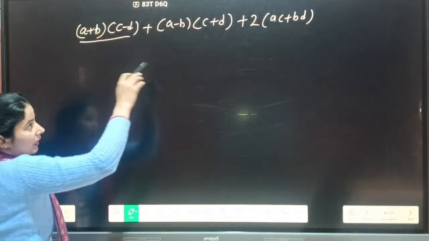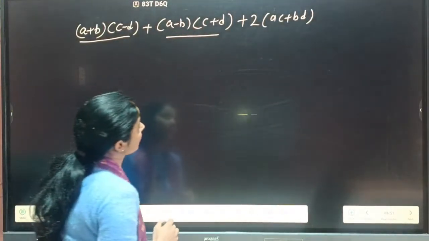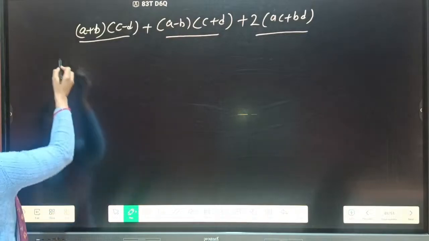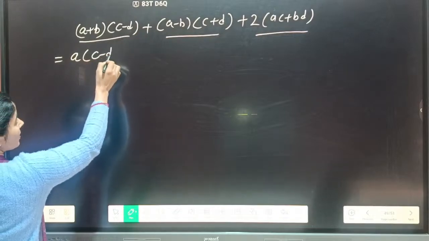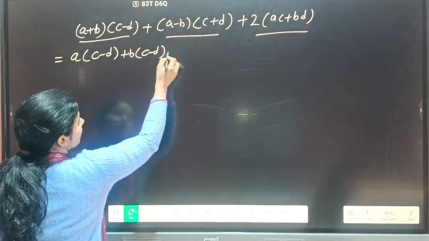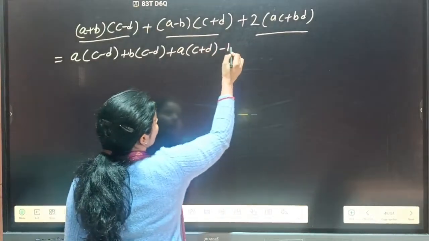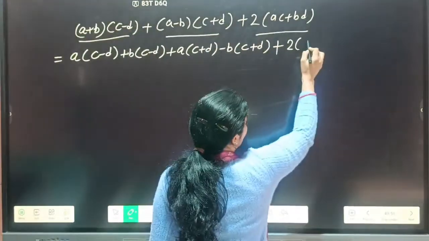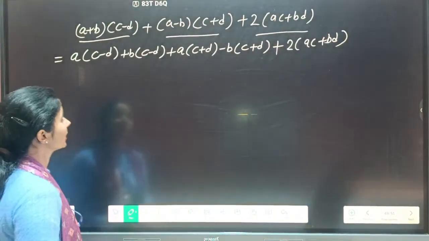I will multiply and find the product of these two binomials, and then I will add this product plus 2 times of (ac plus bd). See, this a must be multiplied with c minus d, and plus b must be multiplied with c minus d, plus a with c plus d, minus b with c plus d, plus this 2 times of (ac plus bd) will be as it is. Multiplication we are doing now.